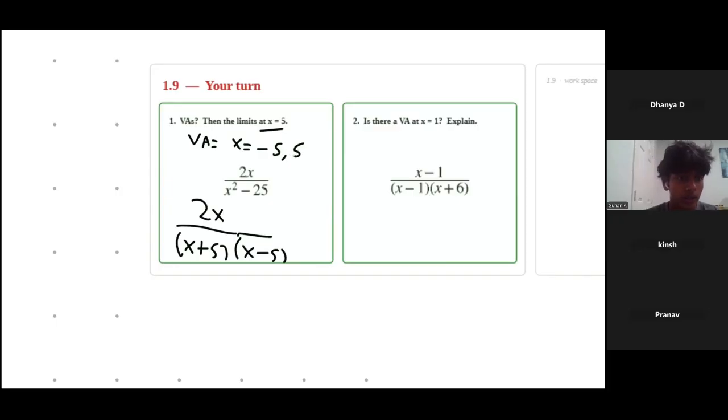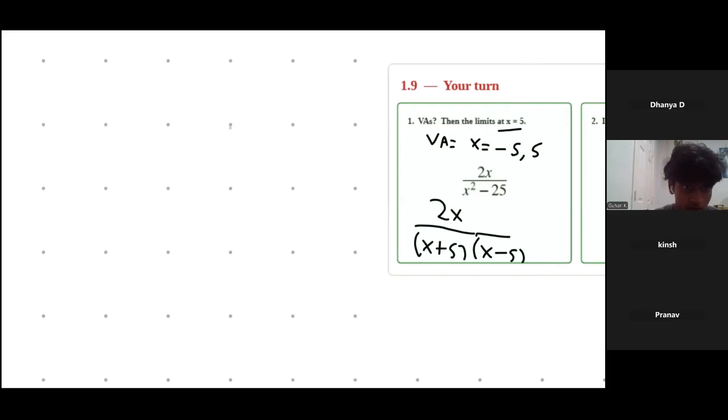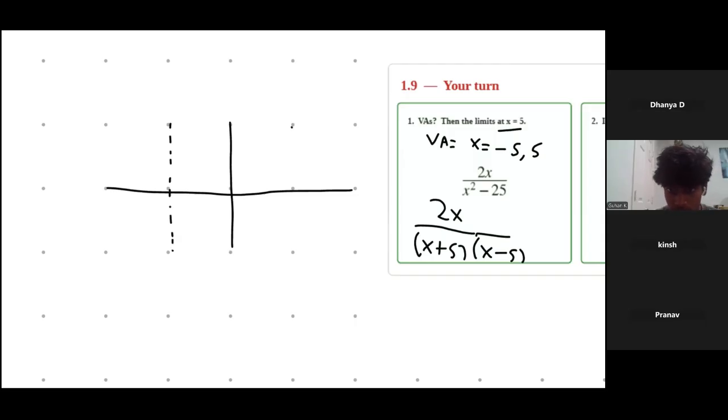Okay, now let's look at our limits. So how do we solve our limits? We're just looking at the limits for when x equals 5, so we don't have to look at both of them. So 2x over x plus 5 times x minus 5 is going to be our graph. So draw it like that. Let's say this is when x equals -5. This is when x equals 5. Also, we know that the bottom degree is greater than the top degree, which is 1. So therefore, the horizontal asymptote is going to be at 0.